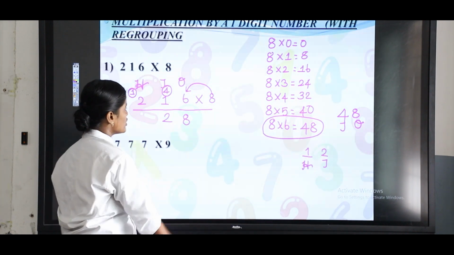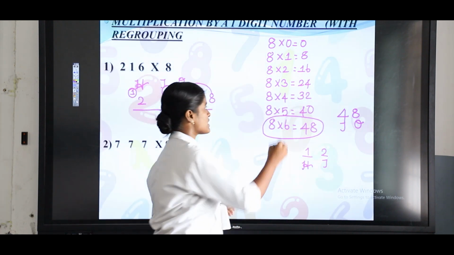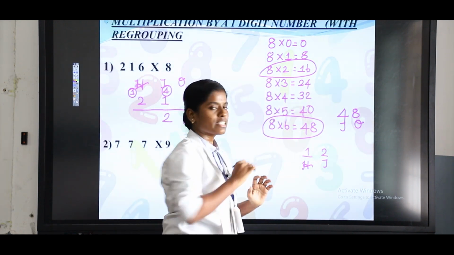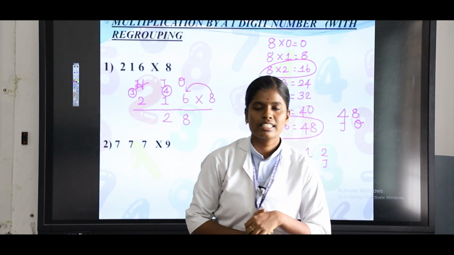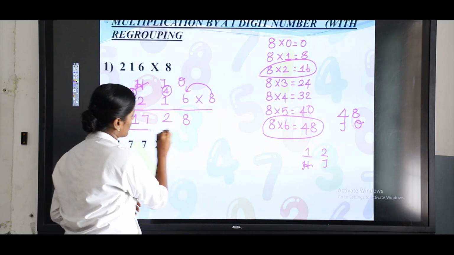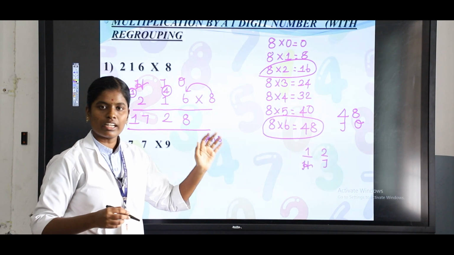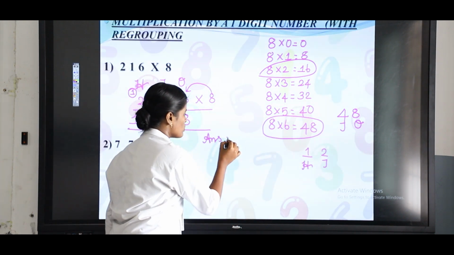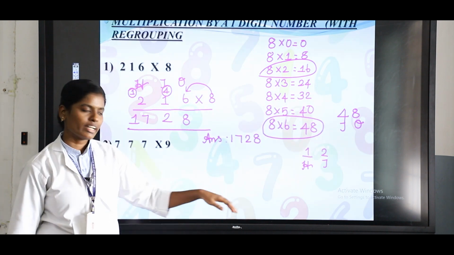Next you will take 8 twos are. So what is the answer? 8 twos are 16. So take 16 plus 1. So the answer is 17. Write the answer 1, 7. Finally write the answer 1728. So we have another example.